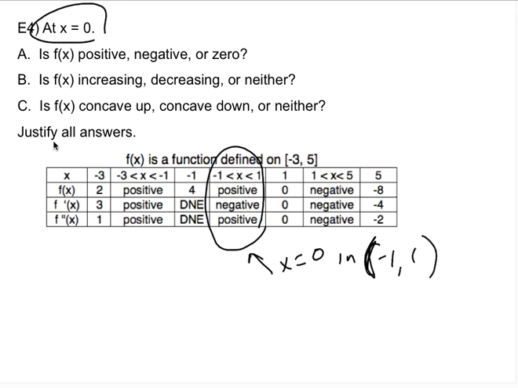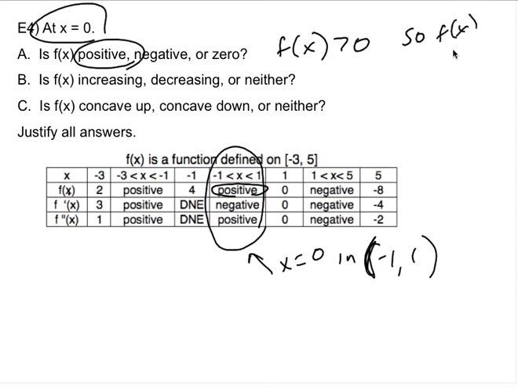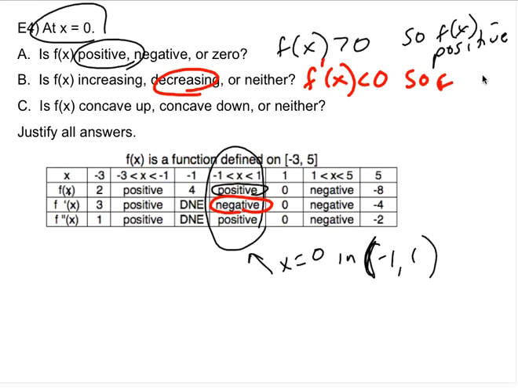So is f of x positive, negative, or 0? Well, f of x is definitely positive, right? So f of x is greater than 0, so f of x is positive. That's just the definition of what it means to be positive. Is f of x increasing, decreasing, or neither? Well, f prime of x is negative, so f prime of x is less than 0, so f is decreasing, right?